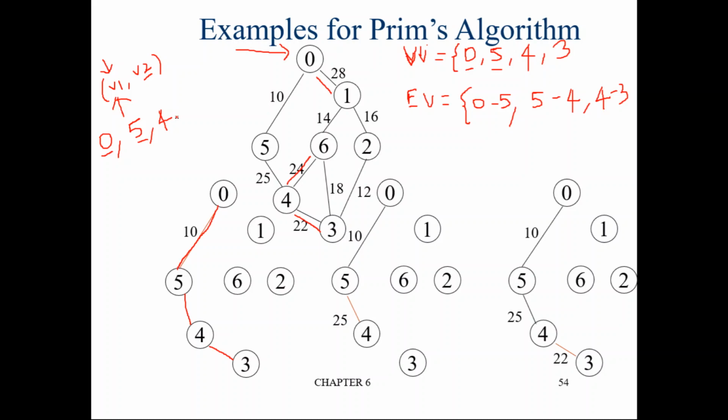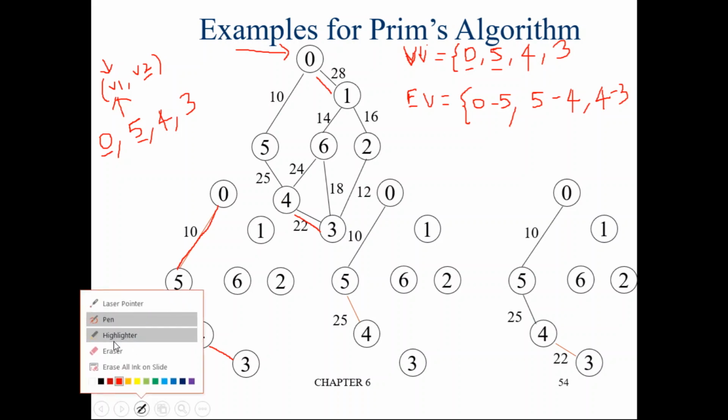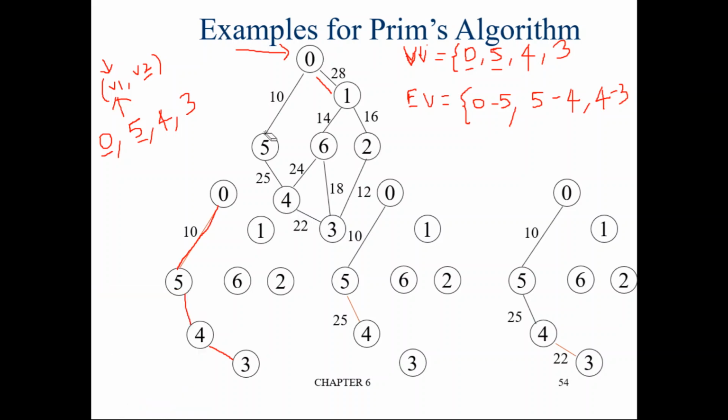Now from all these 4 vertices, we have to identify such an edge V1 comma V2 such a way that V1 is visited and V2 is not visited. Again, if you start from 0 we have only one option, that is 0 to 1. From 5 we don't have any option, all the edges were added. From 4 we have one option, I think. From 4, 4 to 5 is added, 4 to 3 is added. So we have one option, which is nothing but 4 to 6.